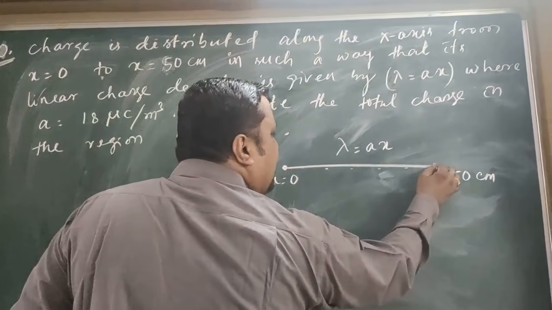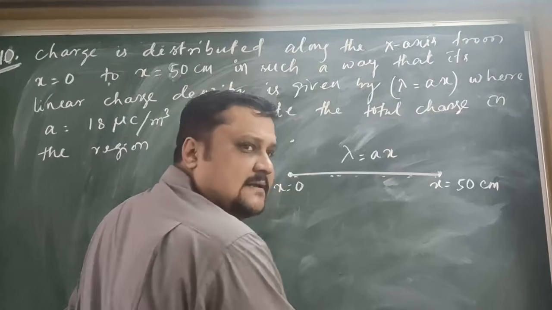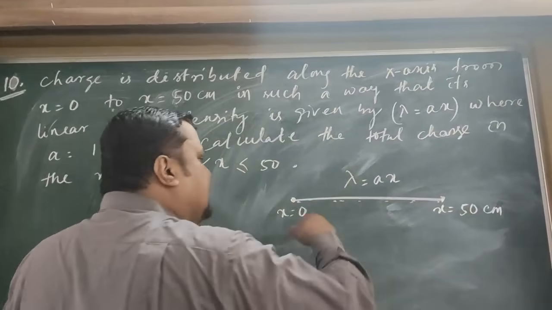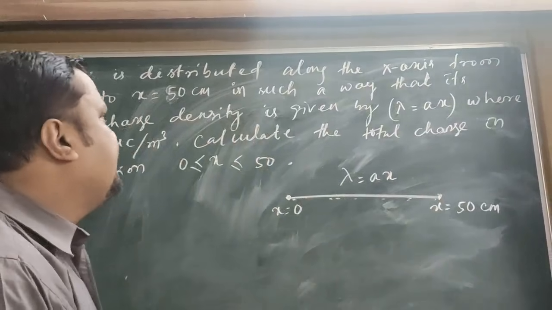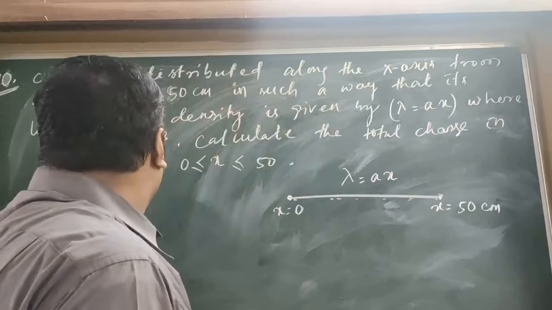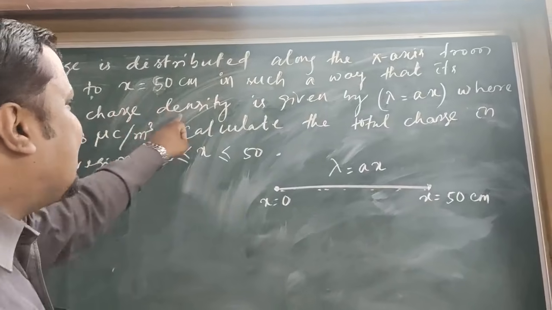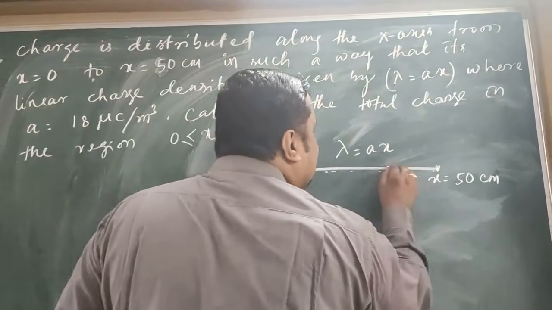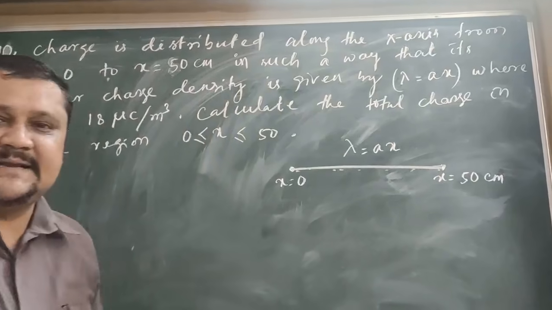Charge is distributed along the x-axis. This is the x-axis from 0 to 50 cm. It means that in a length of 50 cm, this charge is distributed in such a way that its linear charge density is given by lambda. What is the linear charge density?